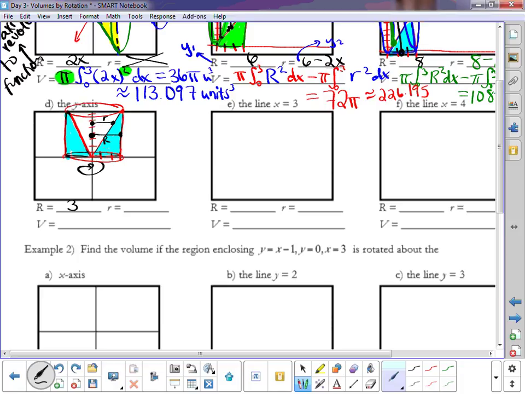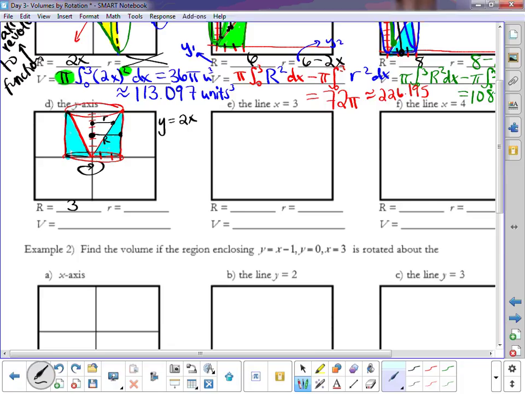Does that change as we move up and down? Yeah, that does change, so we should see the variable in there. Now, we know that this is the line y equal to 2x, but I need it in terms of y. So my line was y equal to 2x. How do I get this in terms of y? What do I need to do?